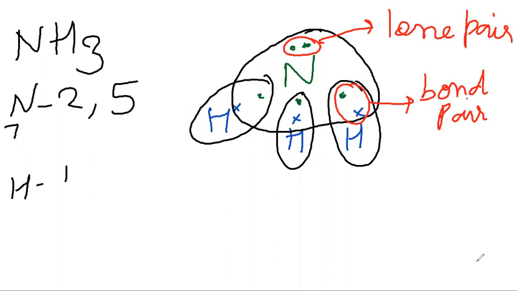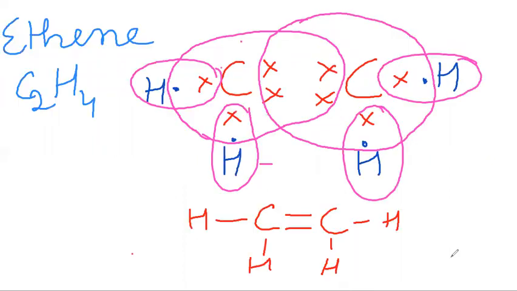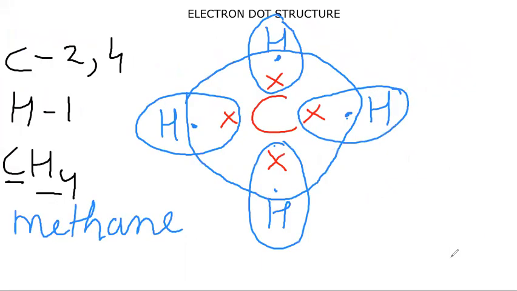So I hope with these examples you can draw the electron dot structure of different hydrocarbons and other compounds.